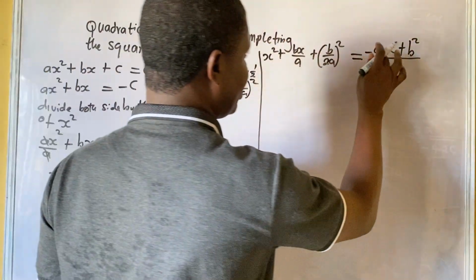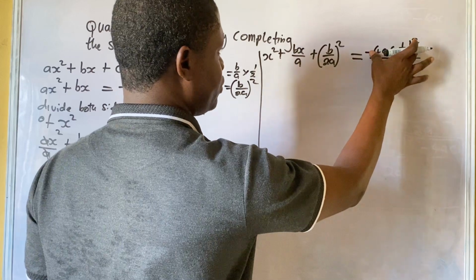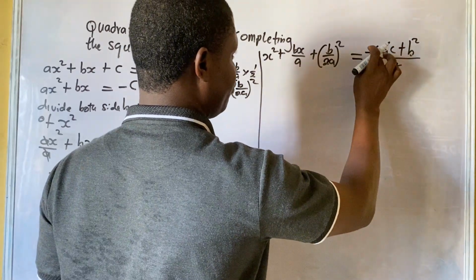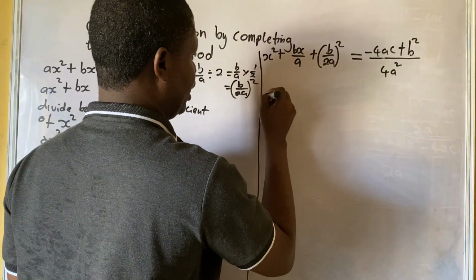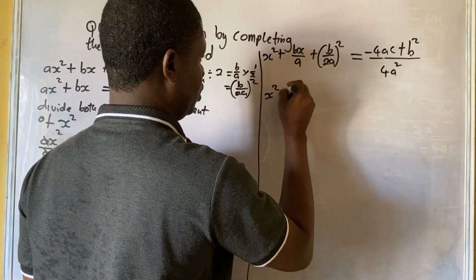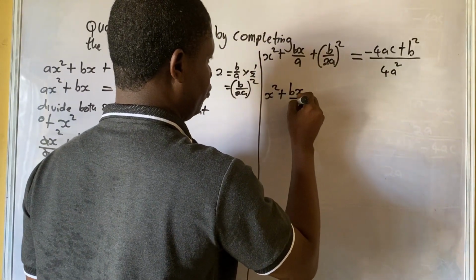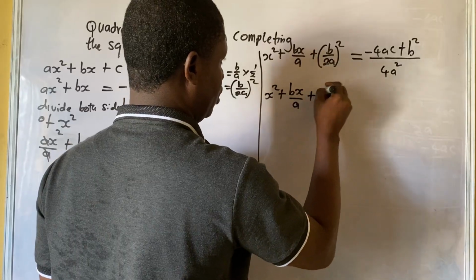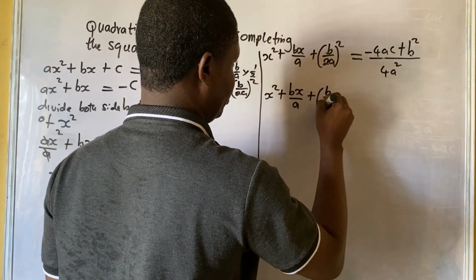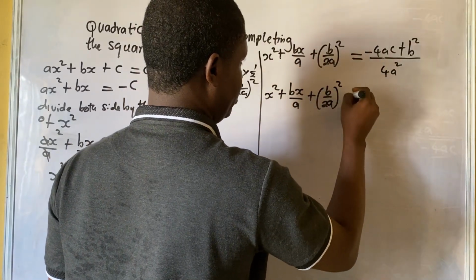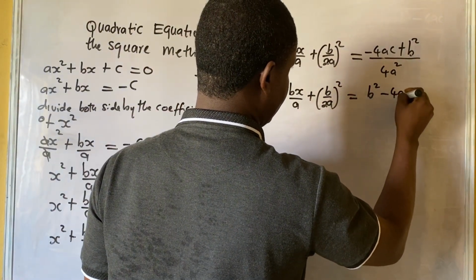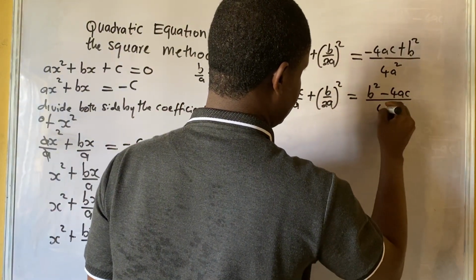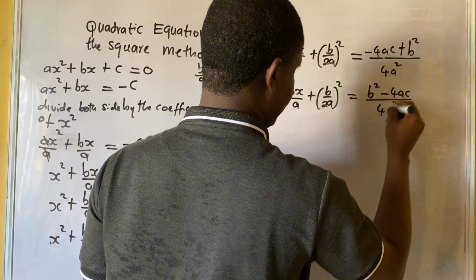So I want us to change this so that b squared will be this side and minus 4ac will be this side. So that will give us what? That will give us x squared plus bx over a plus b over 2a squared is equal to b squared minus 4ac over what? 4a squared.